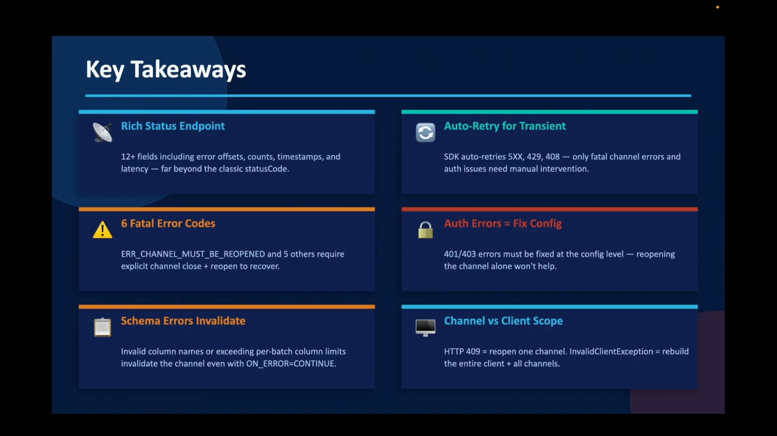Channel versus client scope is very important to understand. The error channels only need to be closed and reopened. For the client scope, you might have to restart the client factory. So these are the takeaways from error handling for an HPA from Snowpipe streaming.